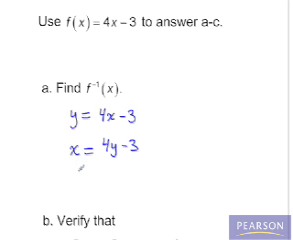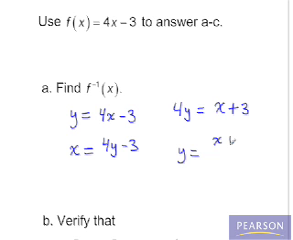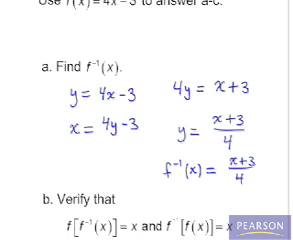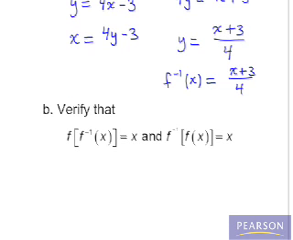So we'll add 3 to both sides, giving us 4y equals x plus 3. Dividing both sides by 4 gives us y equals (x plus 3) over 4. So that is what we are claiming f inverse of x is, (x plus 3) over 4. And now we will verify that this is in fact f inverse with the next step.